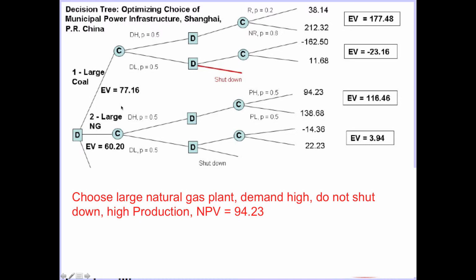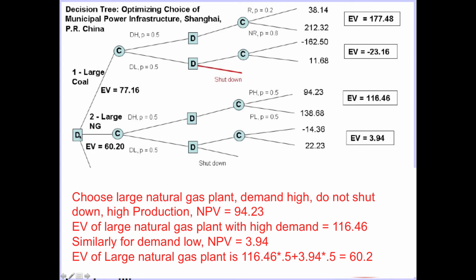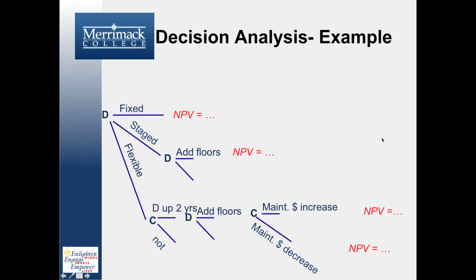So actually, I think the large coal is 94, right here. The expected value of the large natural gas with high demand is 116. Where did I? Oh, right here. Yeah. Okay. So that's this one. So the large natural gas with high demand is this average. Similarly, down here with low demand is this average. So the expected value of the natural gas option is just 0.5 times that plus 0.5 times that. I could do the same thing with the garage case. I could do the fixed, staged, or flexible plan, or even more.